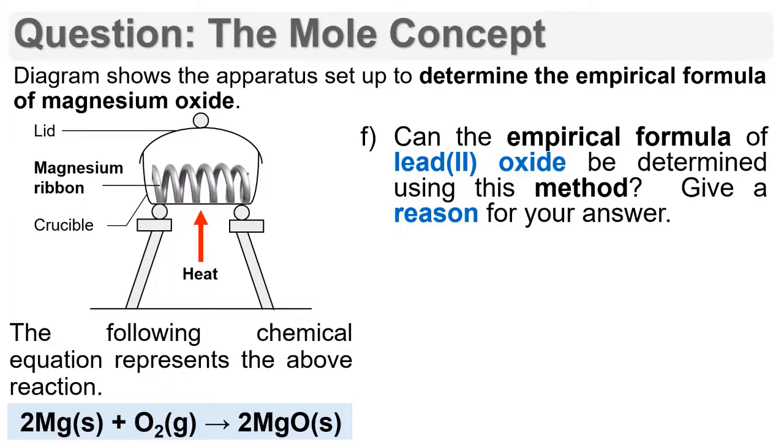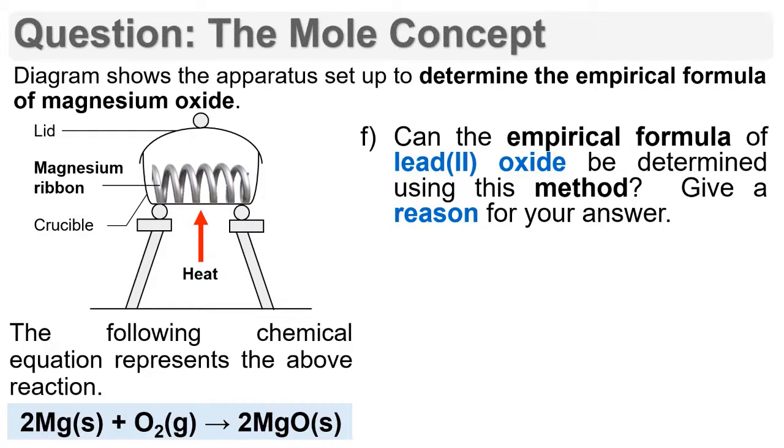F. Can the empirical formula of lead-2 oxide be determined using this method? Give a reason for your answer. In this method, we heat metal with sufficient oxygen supply to form metal oxide. This method is suitable for more reactive metals such as calcium, magnesium, aluminium, and zinc.